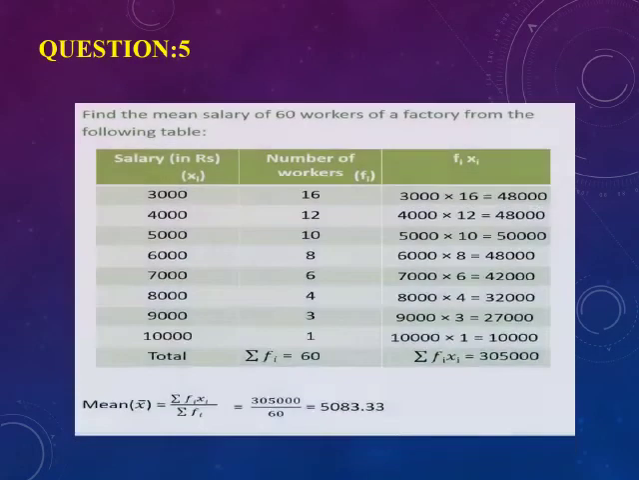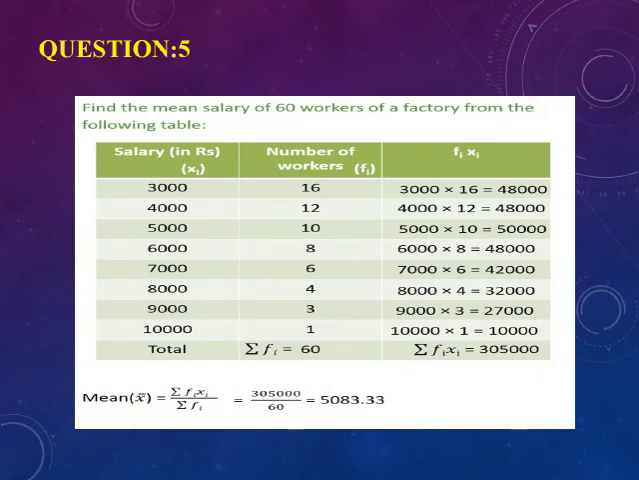Fifth question. Find the mean salary of 60 workers of a factory from the following table. Here in the question they have given x value and f value. So we need to find out fx. For that we have to multiply these two columns. So 3000 into 16 will get 48,000. Then 4000 into 12 will get 48,000.